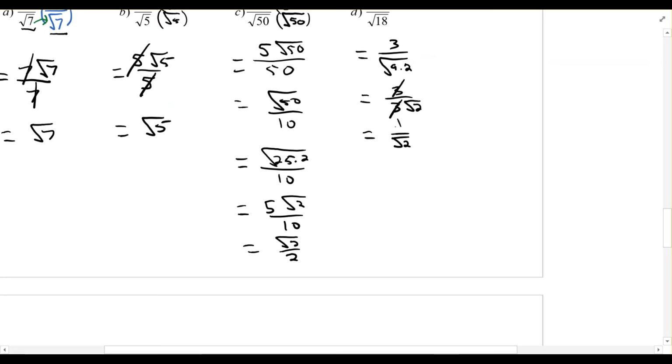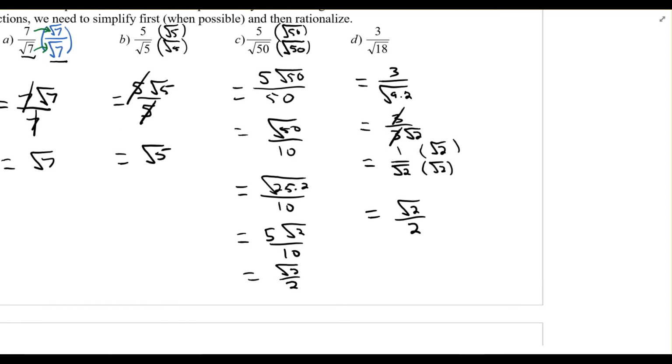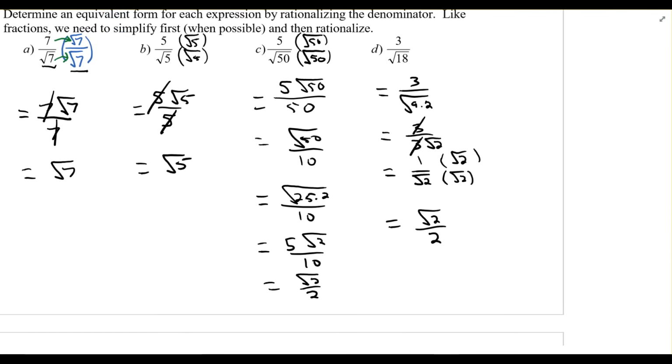Now I need to rationalize it from this point. So we're going to multiply the bottom and the top by the square root of 2. So that turns into the square root of 2 over 2. So I guess what I'm saying is that you can turn this into a mixed radical or simplify as much as possible first, or you could do it at the end. You'll end up with the same answer. So I would personally change it first.